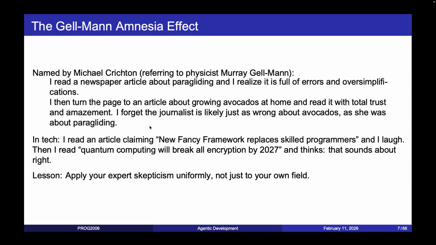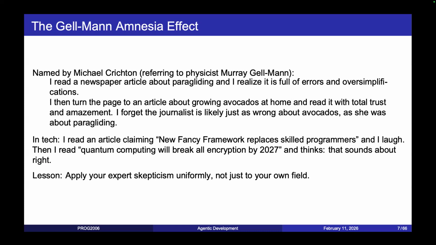So we have to remember that effect, and we have to apply the same strict rules to the domains we are experts in and the domains we are not, because the mistakes and simplifications are the same, right? So if I read an article claiming, oh, there is this new fancy framework, it's like, no, the things that this framework claims have been in Haskell for 20 years, right? There is nothing new here.